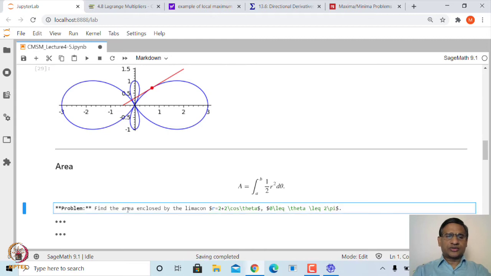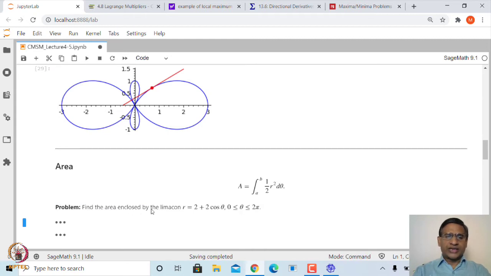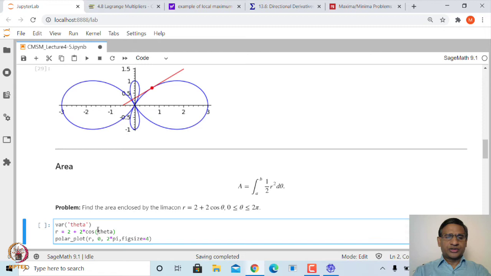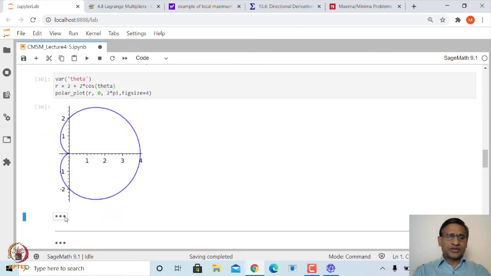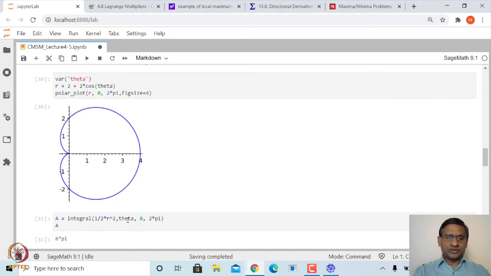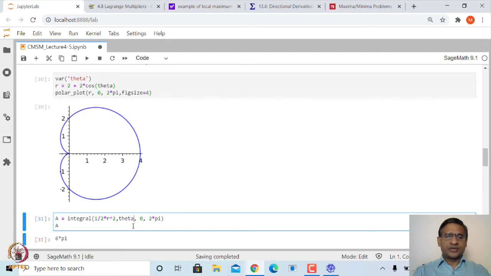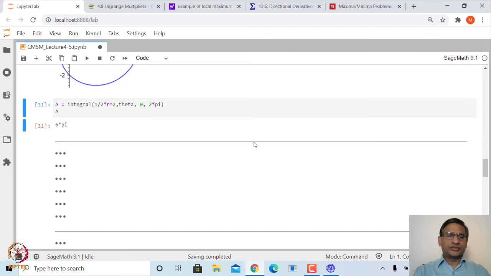So, let us look at, suppose we want to find the area of this polar curve r is equal to 2 plus 2 cos theta, theta going from 0 to 2 pi. This is what is called limaçon, and in this case this is the graph, and its area is given by integral of half r squared with respect to theta varying between 0 to 2 pi. So, that is 6 pi. This 6 pi is the area enclosed by this particular polar curve.